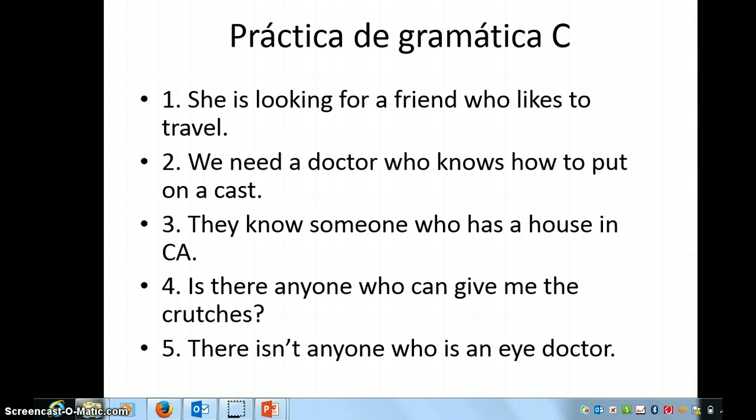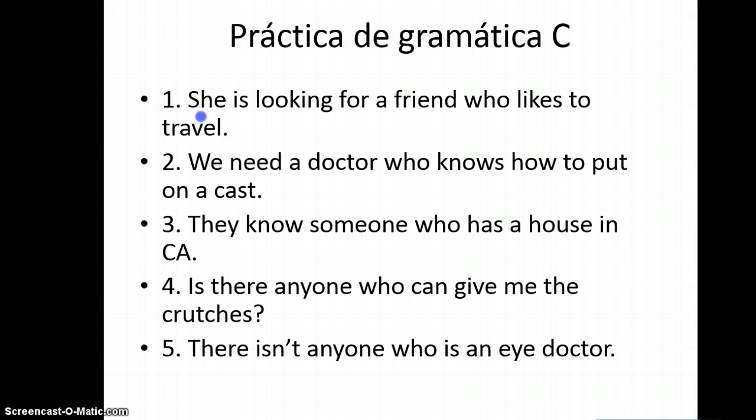In number 3, they know someone who has a house in California. If they know that person, then there's a person in mind, a specific person in mind, so that means they exist, and therefore we would use the indicative. In number 4, is there anyone who can give me the crutches? We're looking for this, so this would be subjunctive as well. And number 5, there isn't anyone who is an eye doctor. If this person does not exist, we would then again use subjunctive.